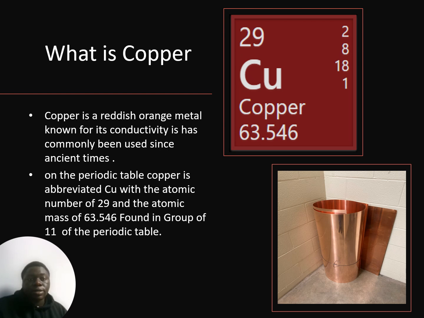What is copper? Copper is a reddish orange metal known for its conductivity and has been commonly used since ancient times. As shown in the top right corner, copper on the periodic table is abbreviated with Cu, with the atomic number of 29 and the atomic mass of 63.546, and is found in the 11th group on the periodic table.